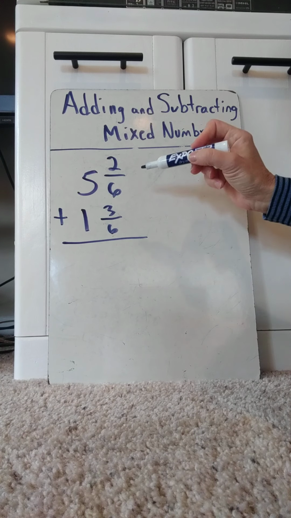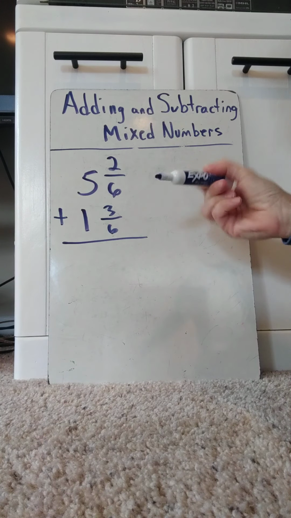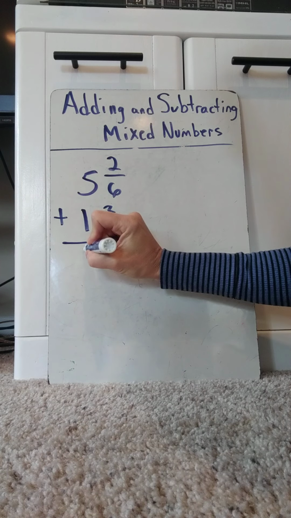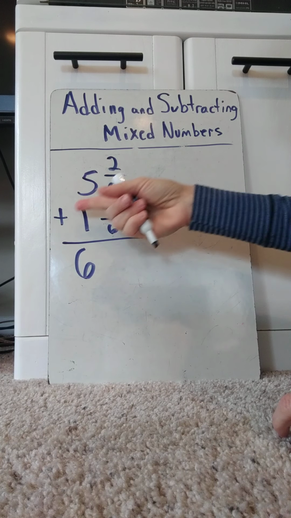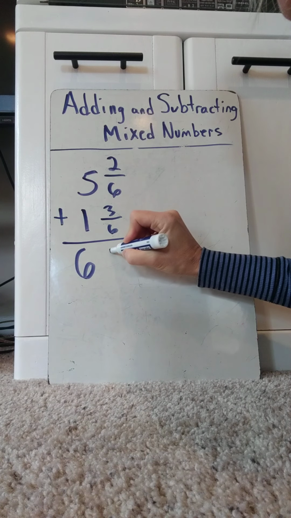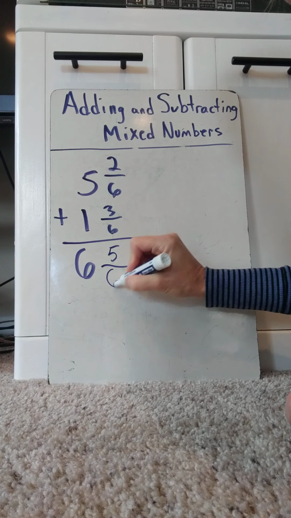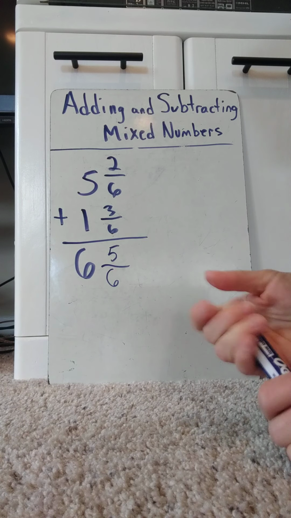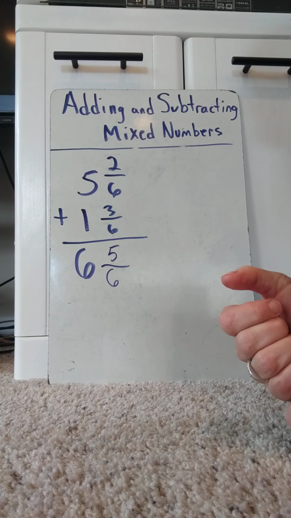Okay, so now we're just going to add this problem. The first thing you're going to do is add your whole numbers. 5 plus 1 is 6. Then you're going to add your numerators. 2 plus 3 we know is 5. And then you always stay in sixths. You never, ever add the denominator. So your answer for this problem is 6 and 5/6.